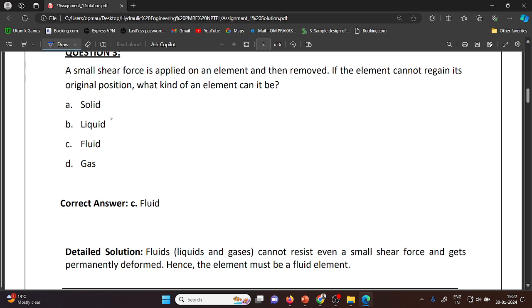In case of a solid, it is possible. Suppose you apply some force on a solid body; after applying the shear force and after removing it, it is possible to regain the shape. But in case of gas as well as liquid, it is not possible. So the best option is fluid. Always remember this.